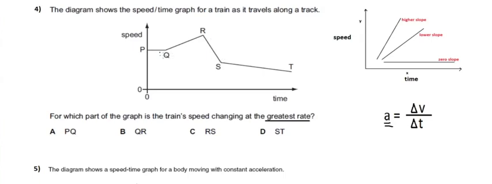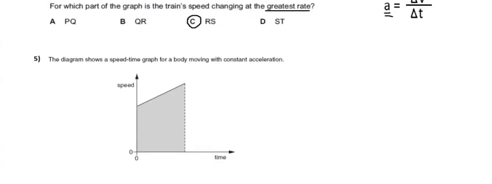PQ is the horizontal line, so you can see the acceleration is 0. For QR, we will get some positive value of the acceleration. For RS, we will get the negative value of acceleration, but the magnitude will be highest. And again, for ST, we will get some negative value, but the value is smaller than the RS value. So for RS, we will get the highest rate, that means the highest acceleration, because this is the steepest line. If the line is steepest, the slope is also highest. So option number C is the answer.